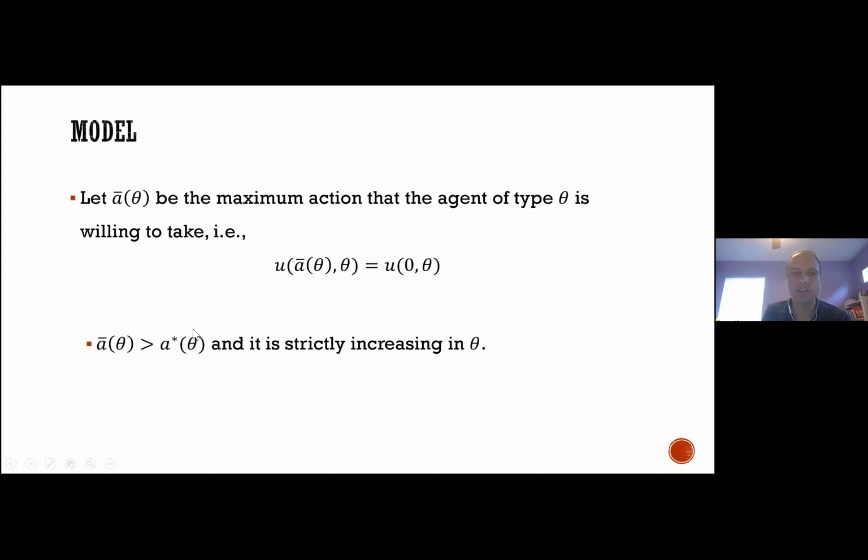A result noted in the paper is that a bar of theta is obviously greater than the ideal action of type theta. Also, viewed as a function of theta, a bar of theta is strictly increasing and continuous in theta. So both a star and a bar of theta are strictly increasing and continuous in theta, with a bar of theta always above a star of theta.